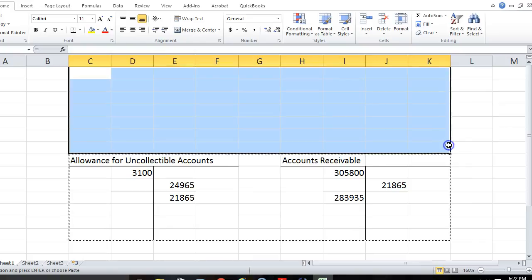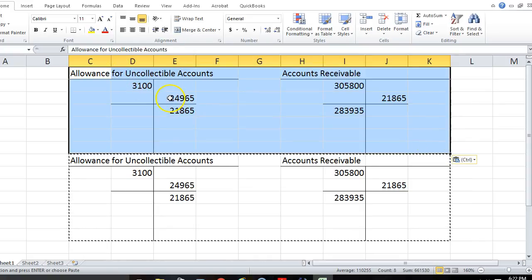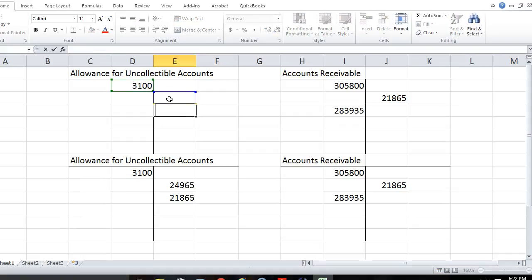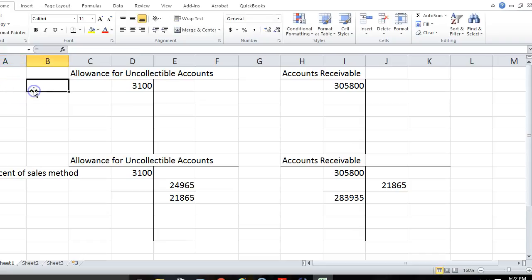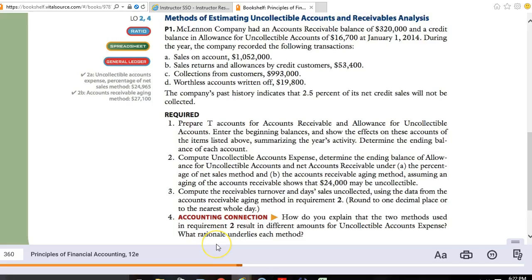Now, let's see how we do it under the other method. Under the aging method, we've got these balances still. This is the percent of sales. Now under the accounts receivable aging method, okay, it says to us, assume an aging of the accounts receivable shows that 24,000 may be uncollectible.